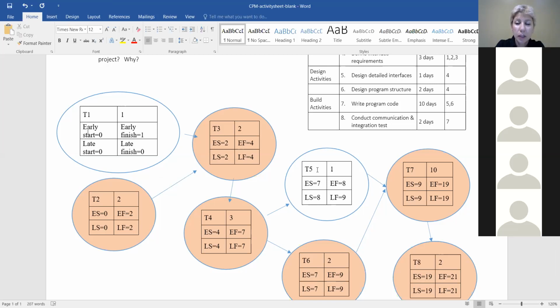Go back to T1, late finish for T1 is not 0, it's the latest start of the next activity. So T3, exactly. 2 minus 1, exactly. Perfect, thank you. I was looking at task 2, but that doesn't have a dependency.